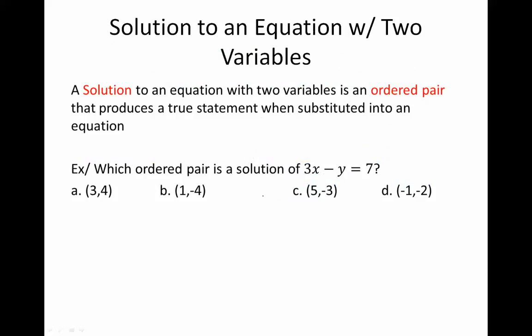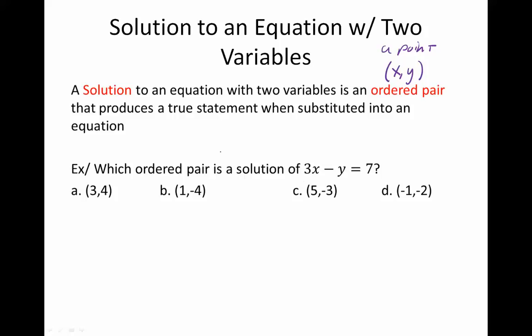So a solution to an equation with two variables is an ordered pair. And when we say ordered pair, we mean a point, right? X and Y, right? A point. That produces a true statement when substituted into an equation.